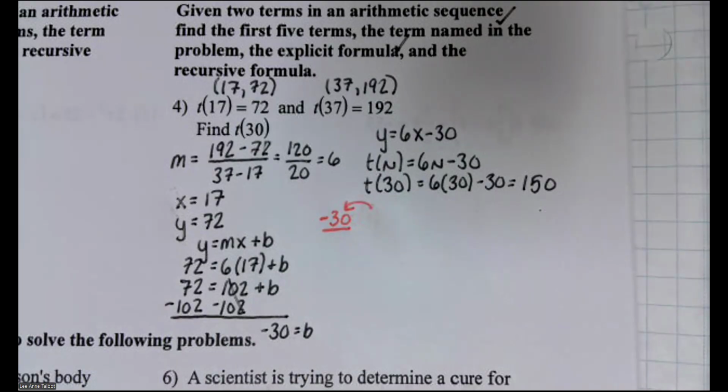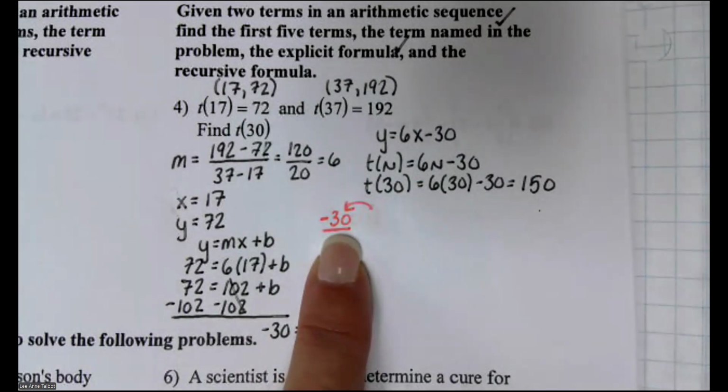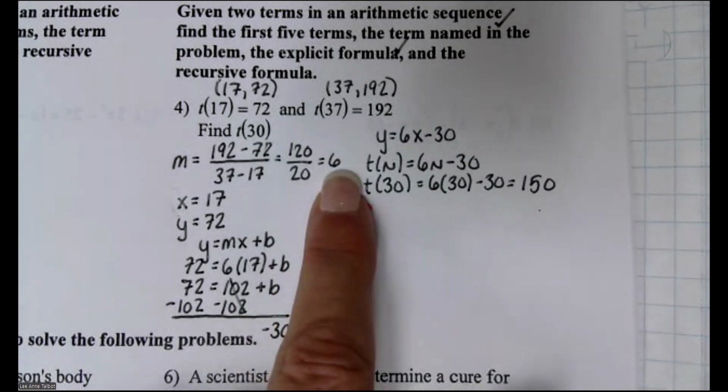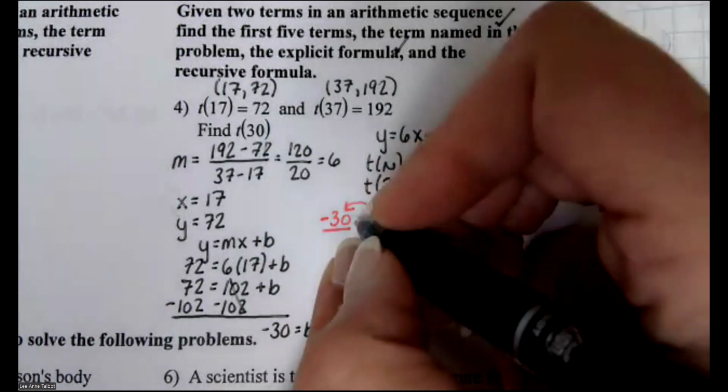And make it like that. Do you guys understand why I wrote it that way? This term 0 is not actually in the sequence. It's the number before, the number in front. Okay, so if term 0 is negative 30 and the growth is 6 each time, what would the first term be?